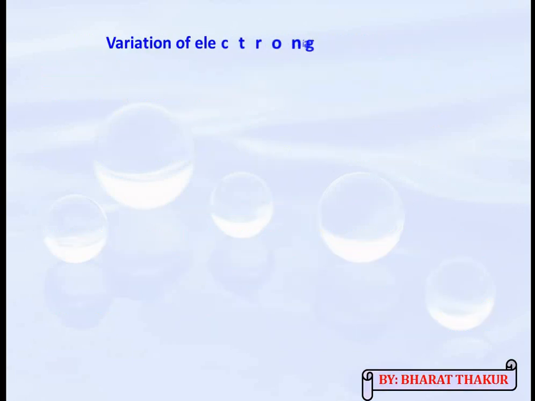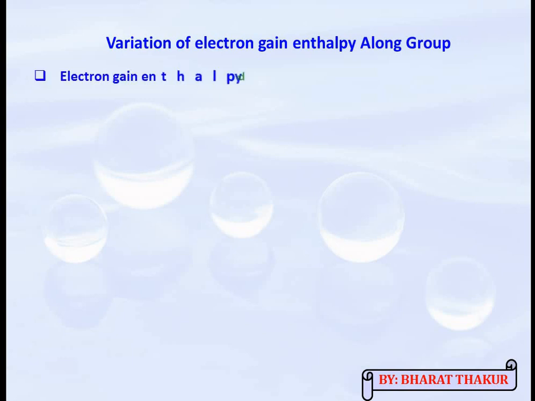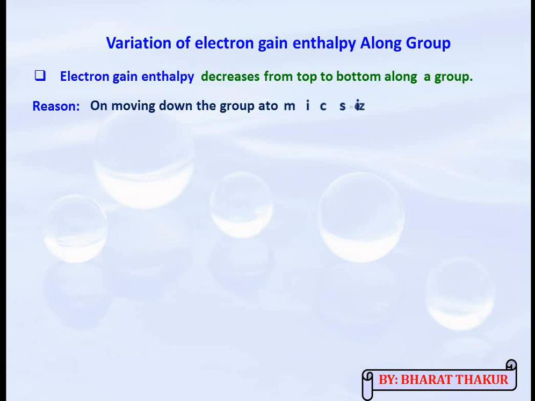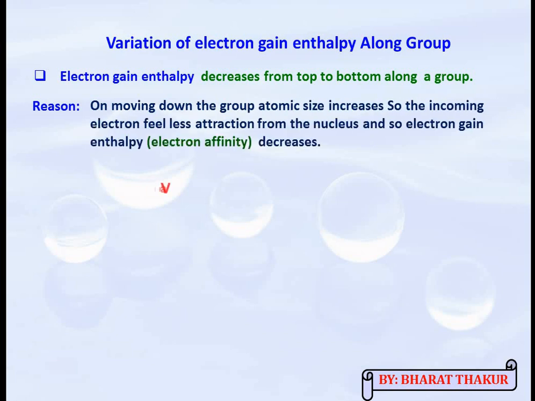Now the variation of electron gain enthalpy or electron affinity along a group. Electron gain enthalpy or electron affinity decreases from top to bottom along a group. That is, when we move down the group, the electron gain enthalpy value is going to decrease. The reason behind that: on moving down the group, the atomic size increases, so the incoming electron feels less attraction from the nucleus, so the electron gain enthalpy value decreases.